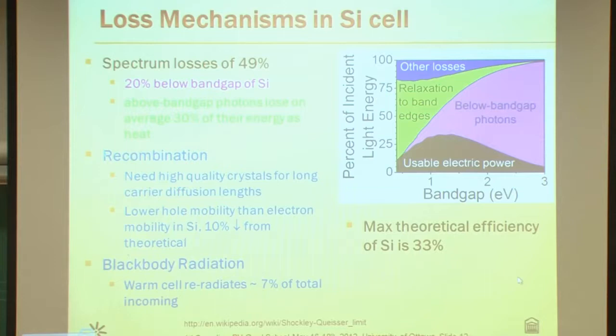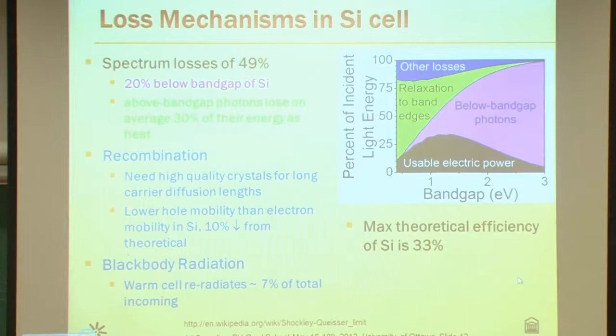Next thing that happens is two different other sorts of losses here. Recombination, where we're losing carriers as they diffuse back to the contacts. And hole mobilities play into that as well. Hole mobilities are lower than electron mobilities in silicon, as we also saw this morning in Dr. Lester's talk. Finally, black body radiation plays into that too. So overall, the maximum theoretical efficiency for silicon is only 33%. That's the best we can get out of it.